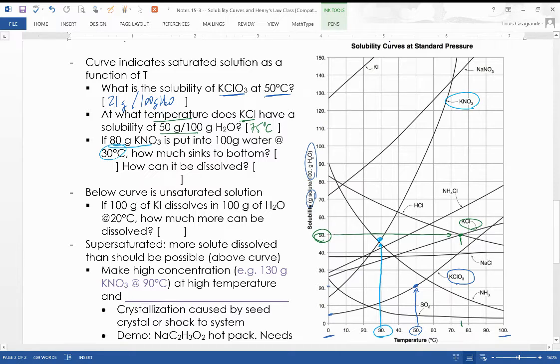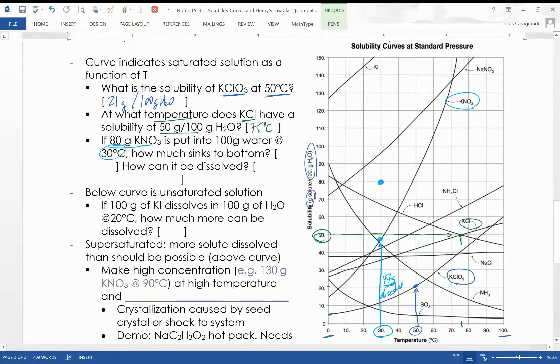So we hit the KNO3 curve before we hit 80 grams. Now I'm going to put a little circle up at 80 grams as well, because that's going to be important in a moment. So this is now going to be a saturated solution, because into that saturated solution, I'm going to be able to put about 47 grams dissolves. 47 grams is the saturation limit.